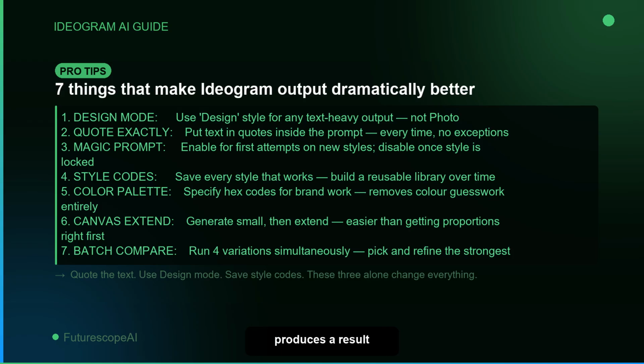4. Save every style code that produces a result you like. Over time you build a reusable library of visual styles you can return to instantly. 5. Specify hex codes with the color palette feature for any brand work. It removes color guesswork entirely. 6. Generate at a smaller size first, then use Canvas to extend the frame outward. This is easier than trying to get proportions perfect in the initial generation. 7. Run 4 variations simultaneously using batch generation and pick the strongest to refine. This is faster than iterating one image at a time.